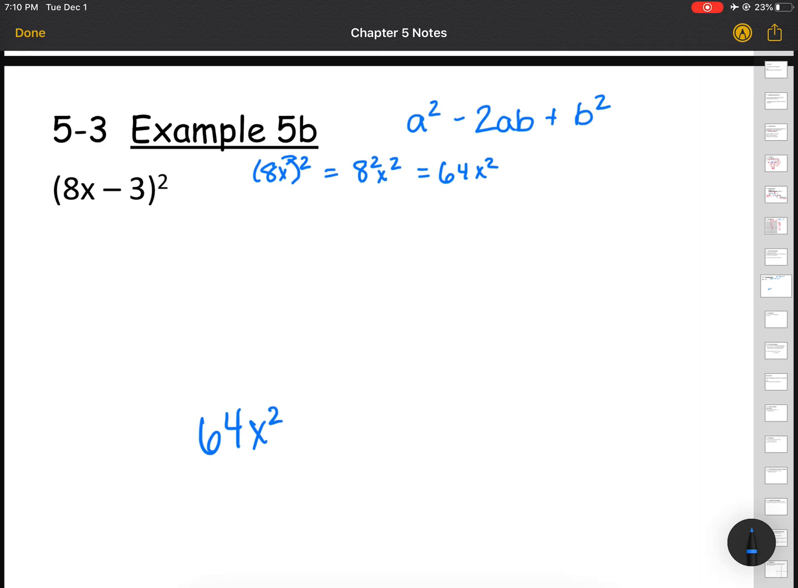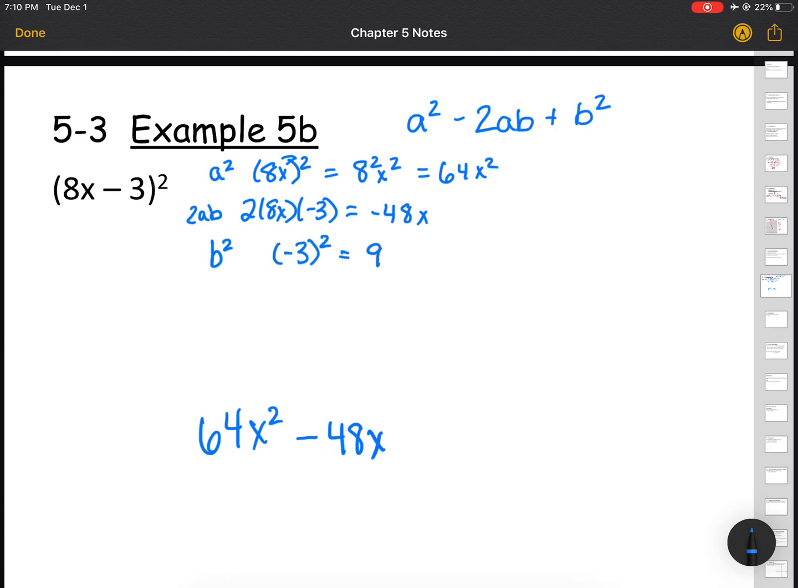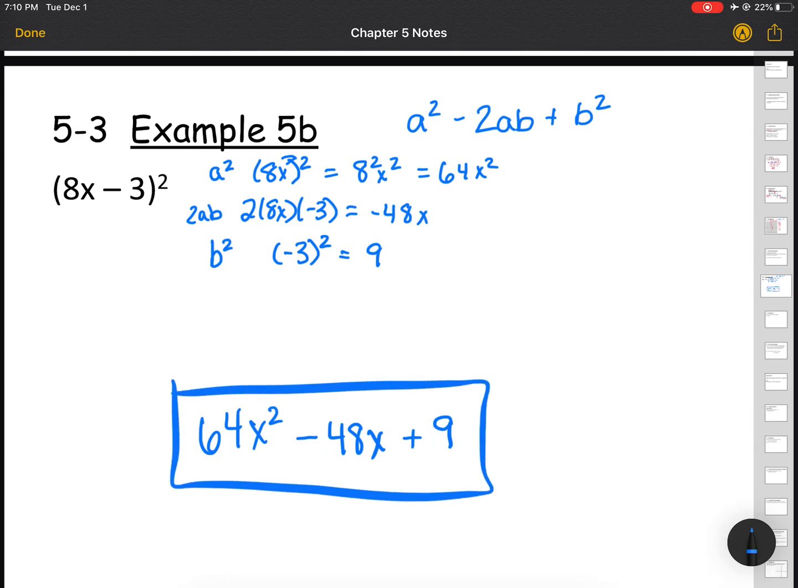And then our minus drops down, 2 times 8x, our first term, times our second term, negative 3. So 2 times negative 3 is negative 6 times 8 is negative 48x. So that goes next. That was our a squared, that was our 2ab, this is our b squared, or second term squared, negative 3 squared, which is 9, so plus 9 gets tacked on there. So we use that pattern or rule for our square of a binomial.